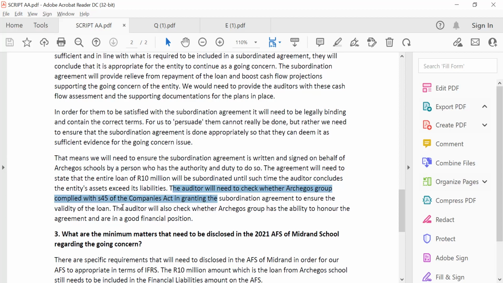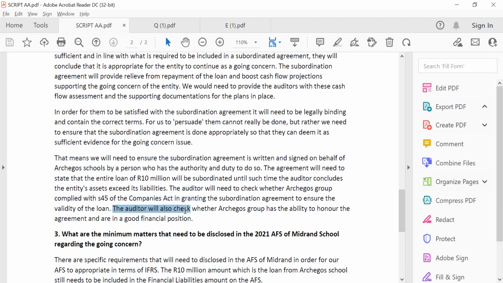And that is what the auditor would actually need to go and check. So the candidate demonstrates good understanding of what we need to do to persuade auditors to agree with us on the going concern assessment of the Midrand School. Very brilliant discussion that has been provided. Okay.